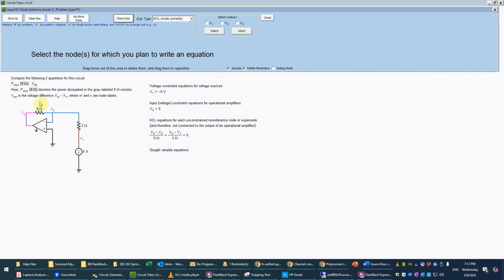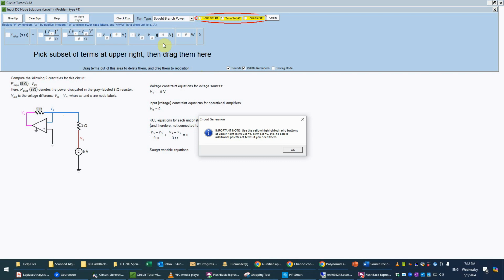And then finally, we need sought variable equations. So we want the power dissipated in the 9 ohm resistor, which is what we call the feedback resistor here, that connects from the output back to the negative input. So we can go ahead and select sought branch power here. It is across one element.